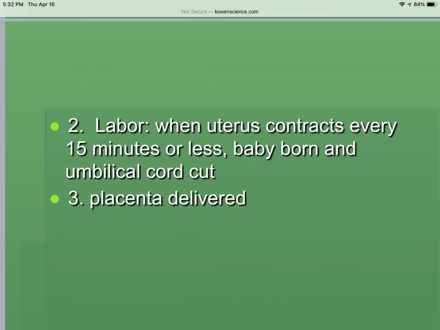The next stage is labor, where the uterus contracts every 15 minutes or less, and then the baby is born and the umbilical cord is cut. Now, after the baby's born, there will be another uterine contraction and the placenta will be delivered.